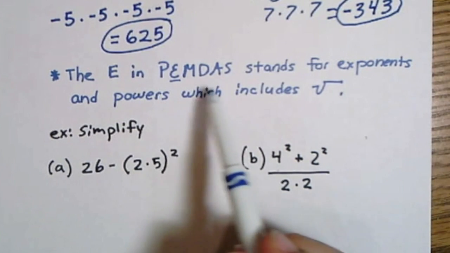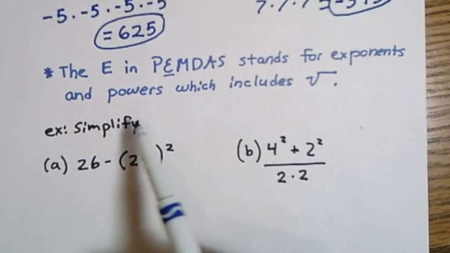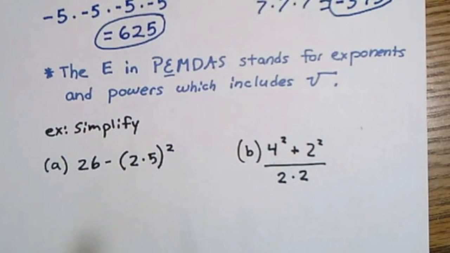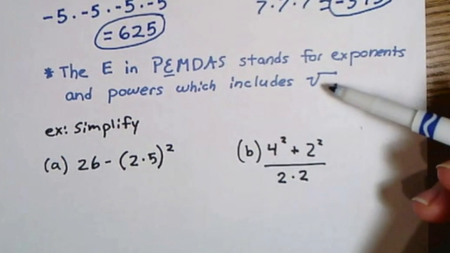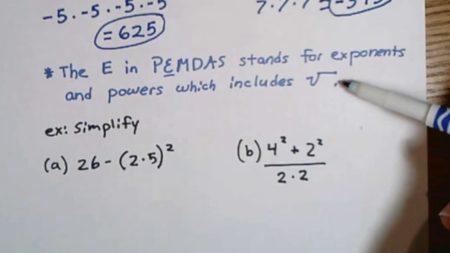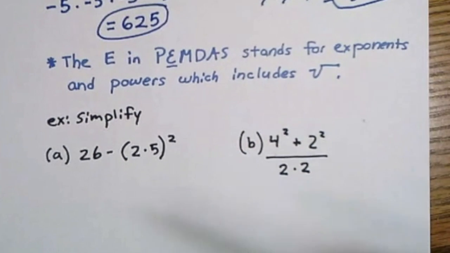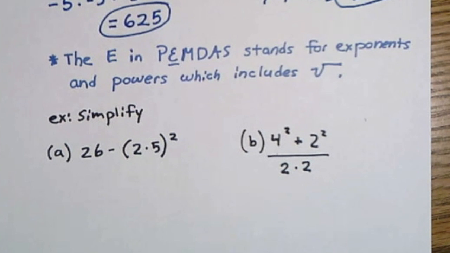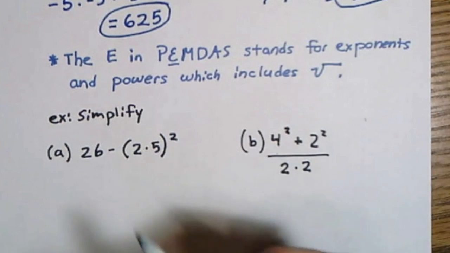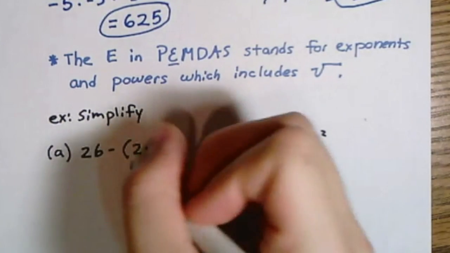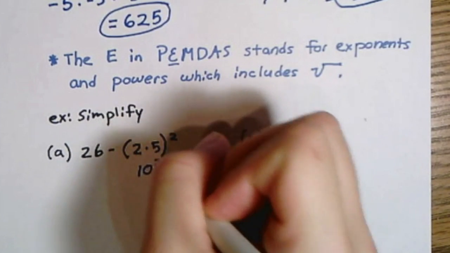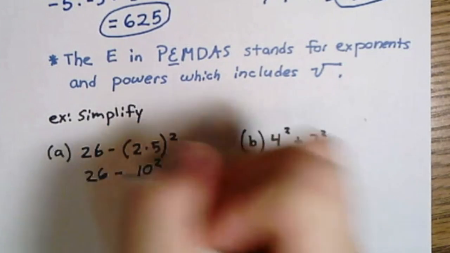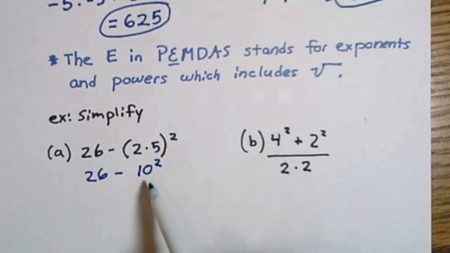Okay, understanding exponents and square roots is going to be really helpful in simplifying equations. The E in PEMDAS stands for exponents and powers, which includes finding the square root of something too. This actually undoes squaring something, which we'll learn more about next chapter. So for example, if it says simplify 26 minus 2 times 5 raised to the 2nd. So I'm going to follow PEMDAS. First, I'm going to simplify whatever is in parentheses. So I'm going to look right here, and this will simplify to 10. Now I have 26 minus 10 squared.